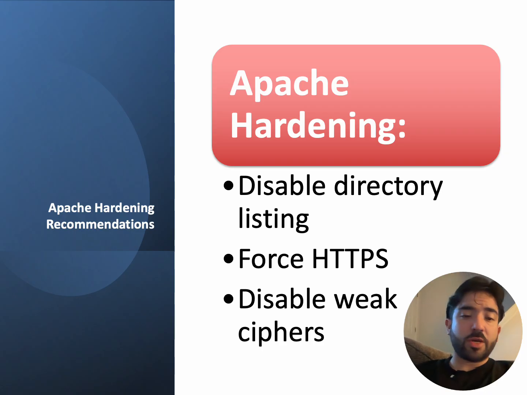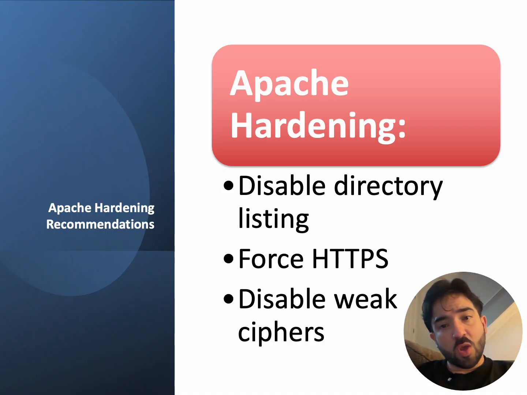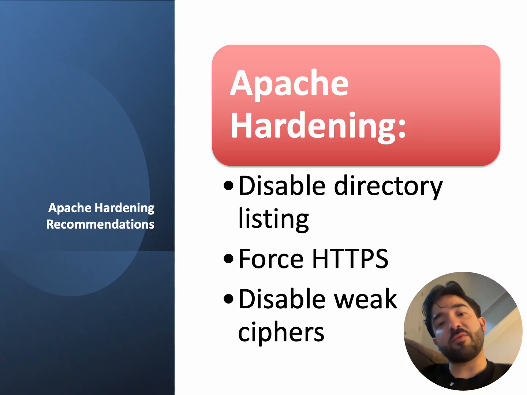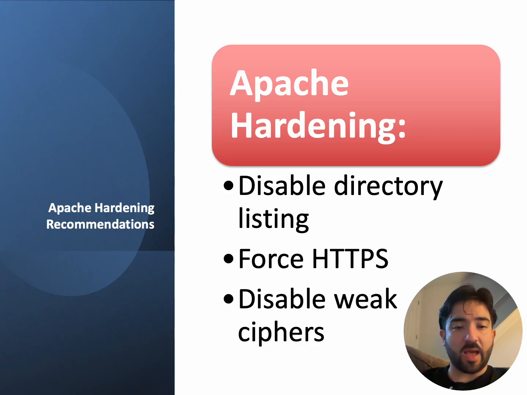For Apache hardening recommendations, Apache has many hardening steps. Directory listing needs to be disabled so people cannot browse server folders. We also force HTTPS only so nothing runs over HTTP. And last, we disable weak SSL ciphers. These steps make Apache safer and reduce the attack surface.